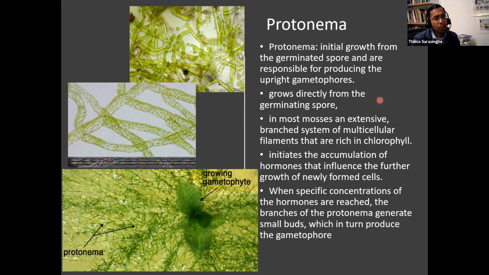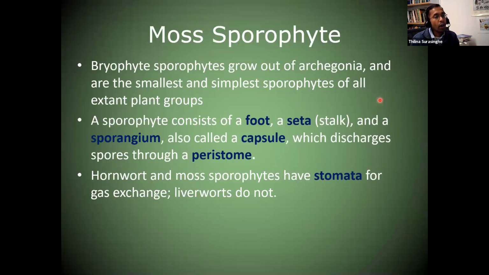When specific concentrations of the hormones are reached, the branches of the protonema generate small buds, which then turn into a gametophore. So what happens is, first, the hormone concentration will lead to further development of the protonema, and further accumulation of the hormones will actually lead to development of the gametophore.